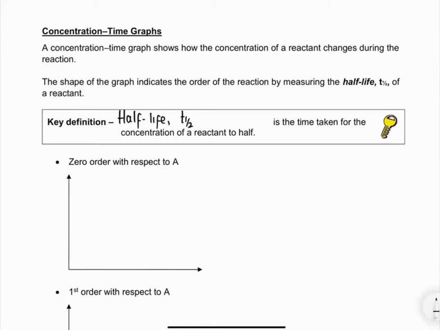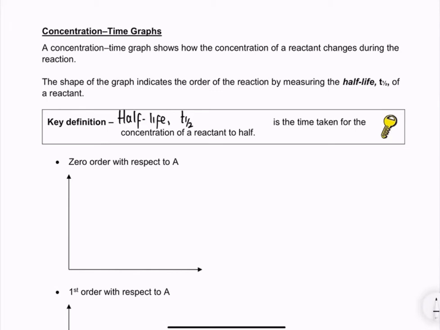So I could look at from 10 to 5, and then how long it takes to go from 8 to 4, and then how long it takes to go from 6 to 3. This would be going down the y-axis in chunks that halve and seeing how long it took on the x-axis in time for that to happen. So half-life is going to be an important concept for these concentration time graphs.